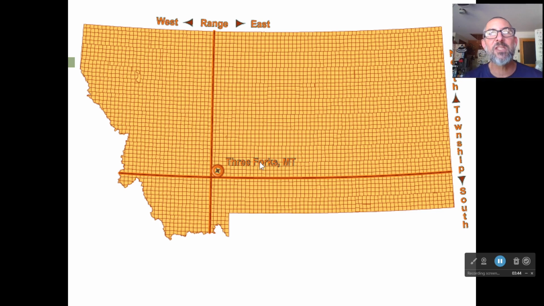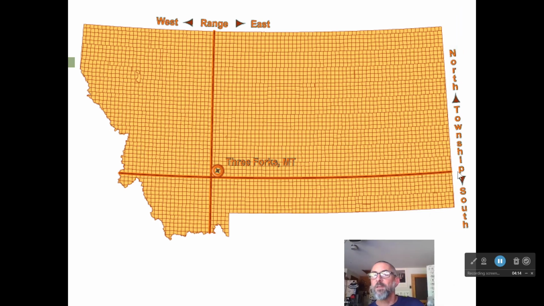And this address is no more difficult than you playing Battleship. Hopefully you know that when someone says B4 in Battleship or G10, you know exactly where to go on that grid. Well, this is done the same way. These strips of land that are 6 miles high, and they are parallel to the baseline, those are called townships. Notice that on our map here, they say that south of the baseline and north of the baseline, those are north townships, and these are south townships.